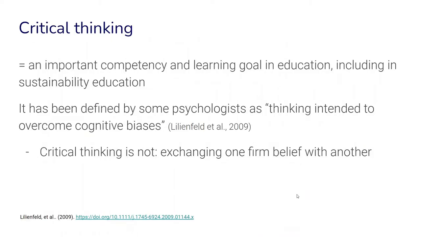All these questions relate to the competency of critical thinking and ways how we might develop and foster this competency. Because this is indeed an important competency and learning goal in education in general, including in sustainability education. Some psychologists have defined critical thinking as thinking intended to overcome cognitive biases. So we see here the relation to the concept of cognitive biases.